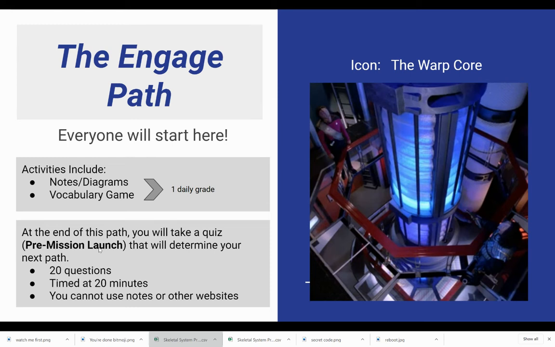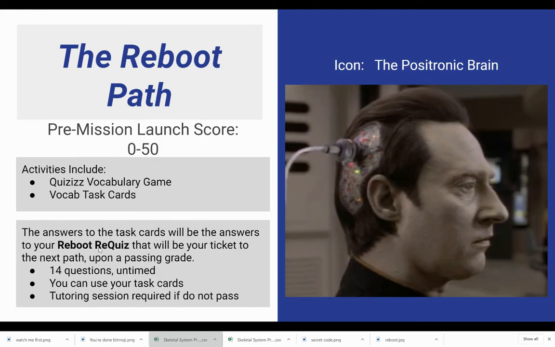So now that you have done that, let me show you the different pathways you can take. The reboot path is one particular path you'll take if you score between a 0 and a 50 on the pre-mission launch. I use this icon because in Star Trek, one of the main characters is an android called Data, and many times he would have to reboot. They'd have to reboot his system because some issue happened or he didn't remember something.